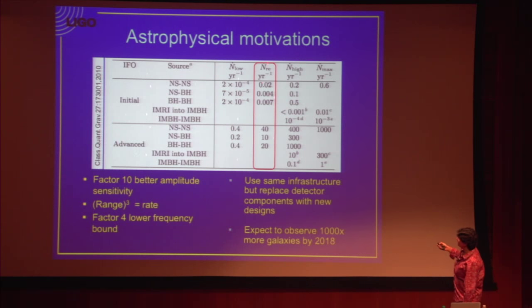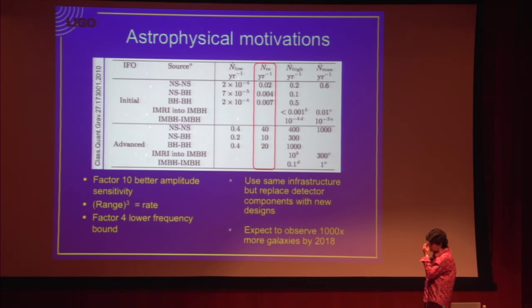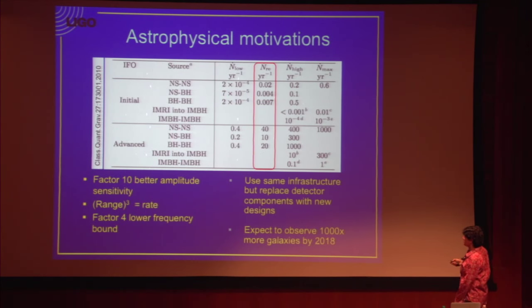But if you took these realistic rates, you would see that our chance of seeing a neutron star binary in initial LIGO was 0.02 per year. Okay? And indeed, it's consistent with seeing nothing. Now, if we go to the next generation detectors, which I'll describe in a moment, which is advanced LIGO, that number immediately jumps up to 40 per year in the realistic case.